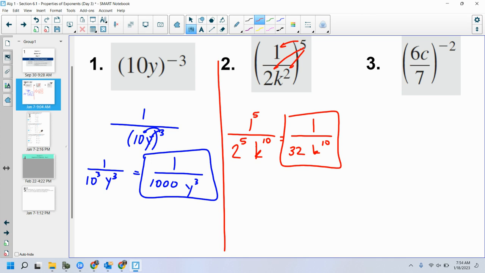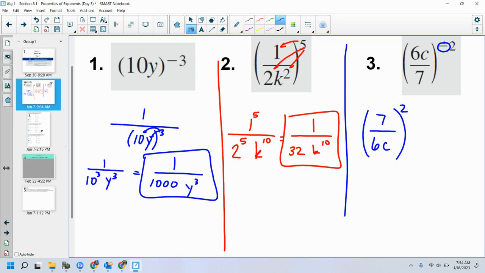Okay, let's take a look at our last one, number 3. 6c divided by 7, all raised to the negative second power. Somebody tell me, what does that negative tell you to do on the fraction? Flip it, take the reciprocal. 6c goes down to the bottom, 7 goes to the top, and then that becomes a positive 2 power. A negative exponent on a fraction tells you to flip the fraction and then make that exponent positive.